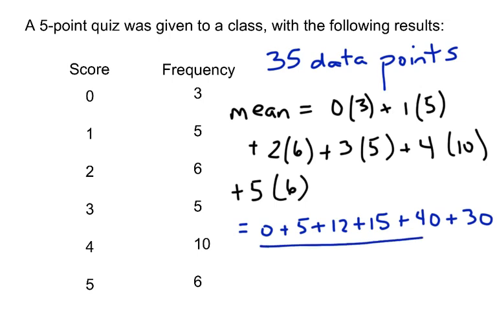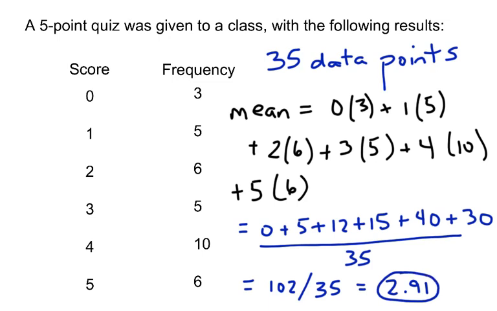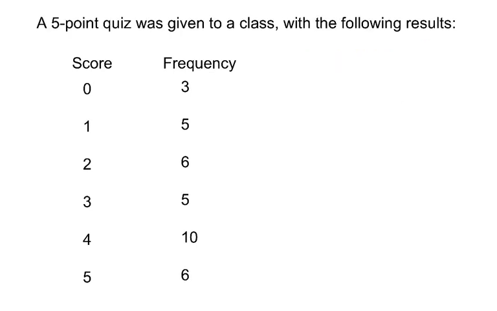So if I add up all of my data points, and then I'll need to divide that by 35. When I add up all my data points, I get a sum of 102, and when I divide that by 35, I wind up with a mean of 2.91. The main thing to remember here is that we have 35 data points, not 6. So I need to add up all 35 of those and divide by 35 when looking to get the mean.